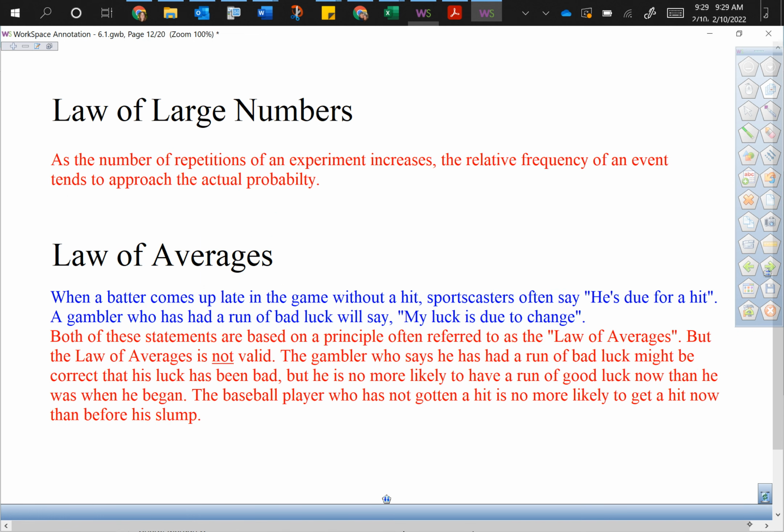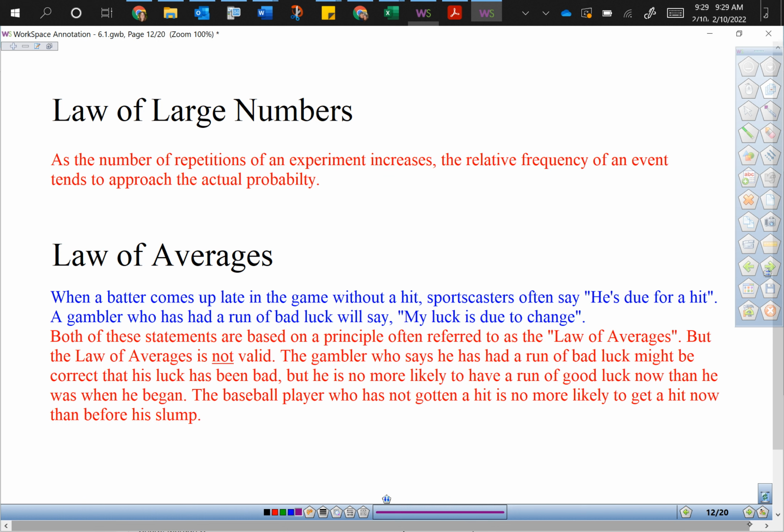Now, the next thing we're going to talk about is the law of large numbers. Again, this is not on your practice. I'm just giving you some information here. The law of large numbers states, as the number of repetitions of an experiment increases, the relative frequency of an event tends to approach the actual probability, which you'll notice with Kerrich's experiment. He flipped the coin 10,000 times, and I'm sure when he first started, maybe he got 5 heads in a row, and he was probably a little bit nervous, like, maybe this isn't 50-50. But the more times he did it, the closer he got to that 50-50, and that's where the law of large numbers comes into play.